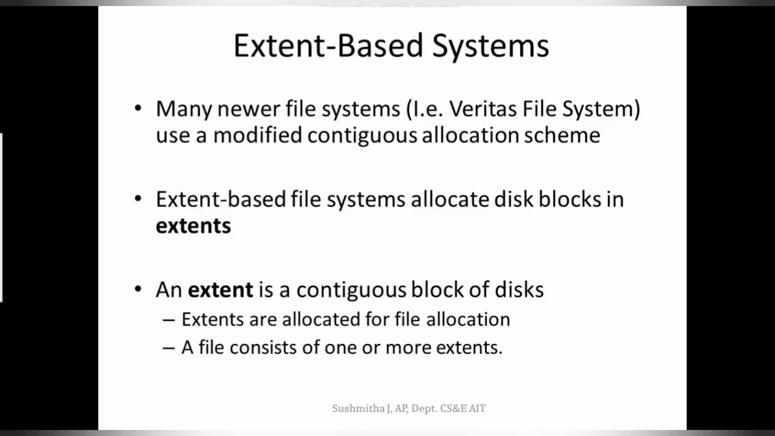So there will be two chunks allocated to the same file. This could reduce some of the issue we had of finding a contiguous space that is sufficient to allocate a single file or data unit. So that is about your contiguous allocation method on your disk system.